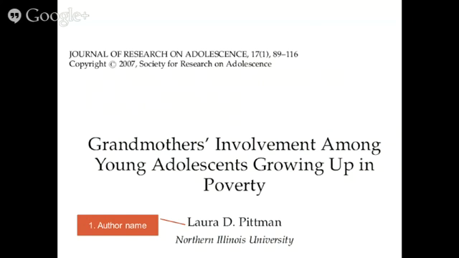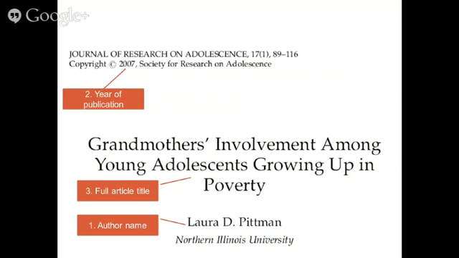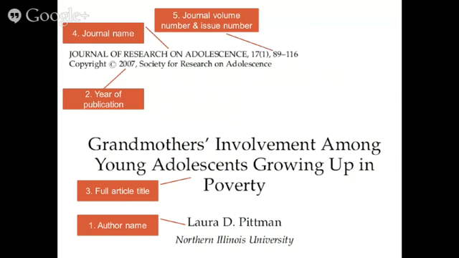So here, down at the bottom, the author's name. Second, the year of publication, up towards the top. In the middle, the full article title. Back up towards the top, that full journal name. Up at the top, the journal volume number and issue number. The pointer is actually a little off here. It's the 17 and the 1 followed by the parentheses. And then last but not least, the full first and last page numbers.